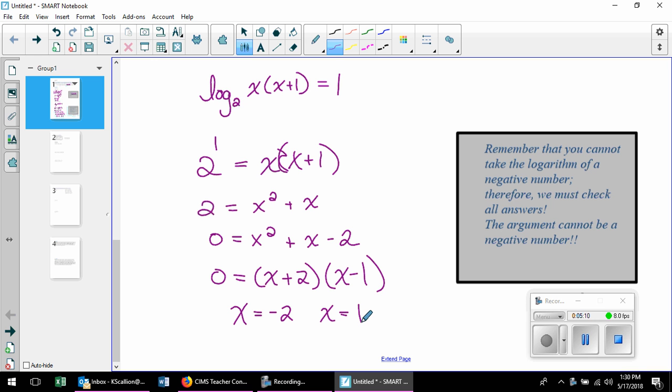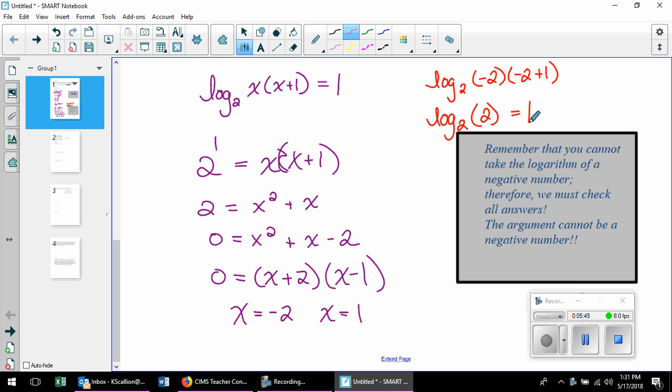Okay, so where would this go? If we substitute -2 in here, we have log base 2 of -2 times (-2 plus 1). This isn't a great example. It does work, since the argument comes out to +2, but it doesn't always work when it's negative.